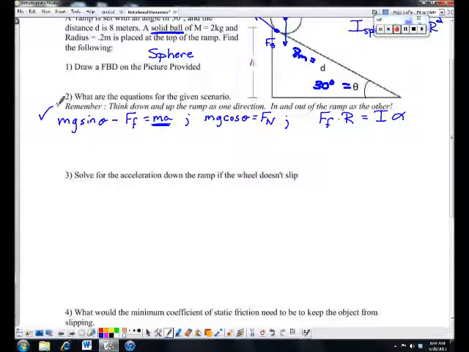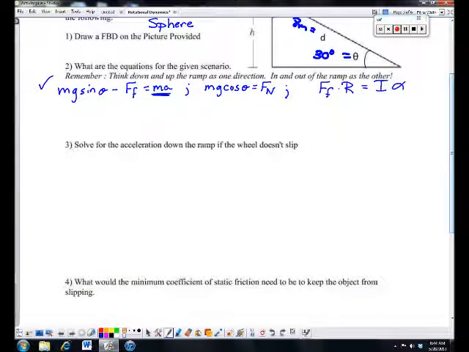Now, what about mu Fn? What about mu? The answer is I can't assume I have maximum coefficient of friction. So I have to go back to that. I might be able to answer an interesting question about it later, which is what part 4 asks. Right now, I'm going to use my torque equation to solve for the force of friction. That'll allow me then to solve for ma.